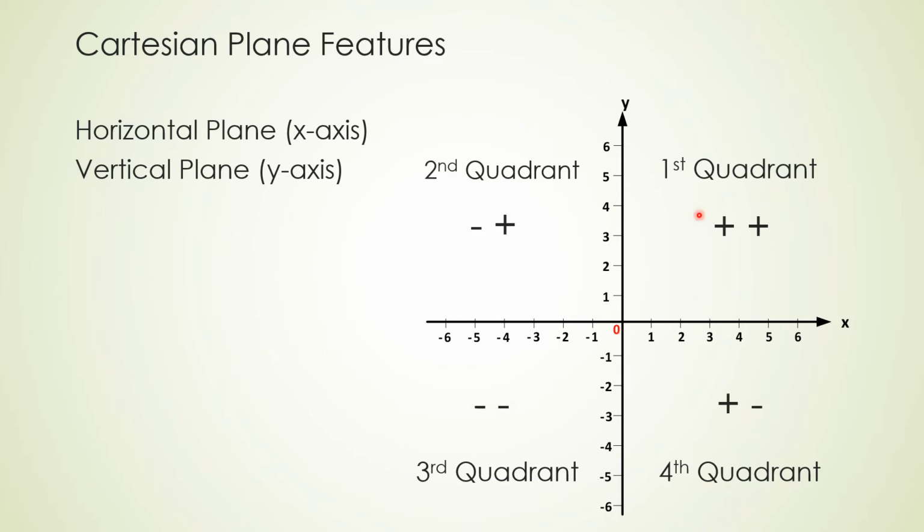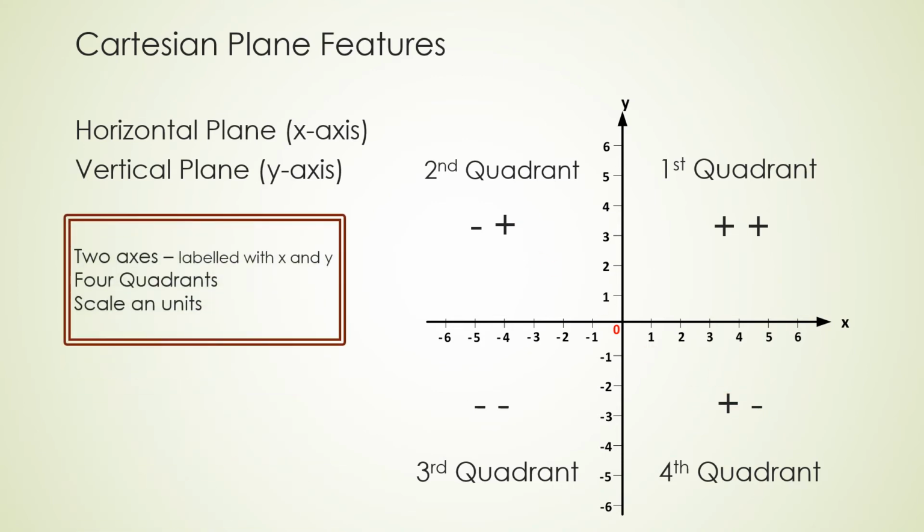Okay, so in the first quadrant, they're both positive. In the third quadrant, they're both negative. And in the second and fourth, they're positive or negative. And we know that to have a correct graph, we do require to have both axes labeled, have the 4 quadrants, and have a correct scale and units.